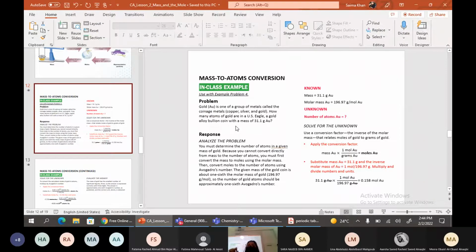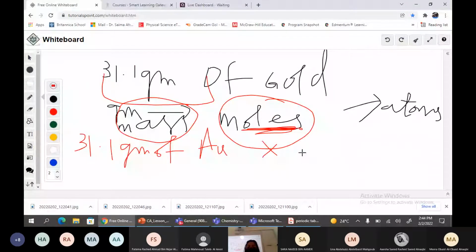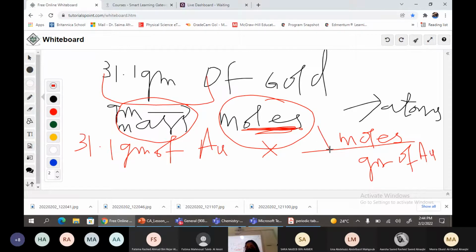Hissa, what is unknown in the question? What you need to find? Yes, Asil? Number of atoms. But in the first step, I cannot put the unknown as the number of atoms because I need to find the moles first. So always in the formula, we put unknown up and given down. So we put the moles up and the grams of Au down. And we know that 1 mole of Au is equal to, we need to check the periodic table.